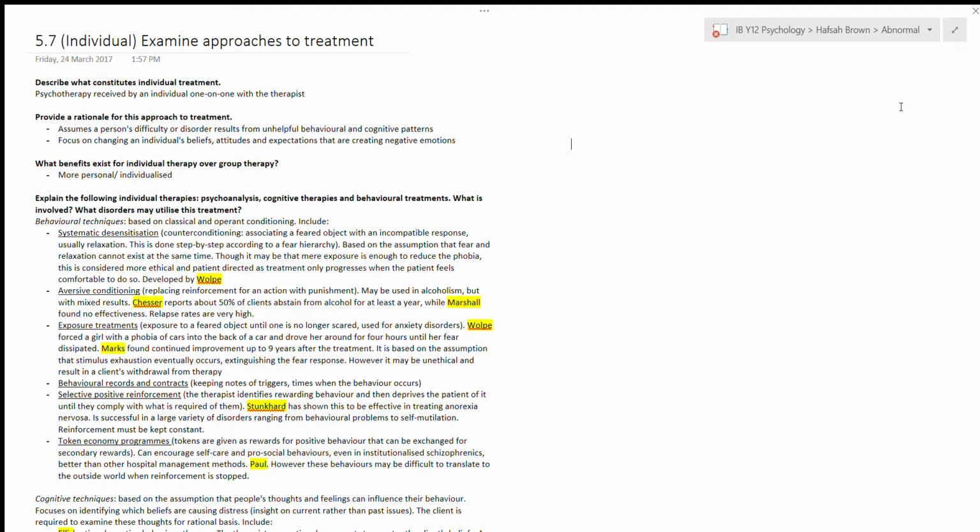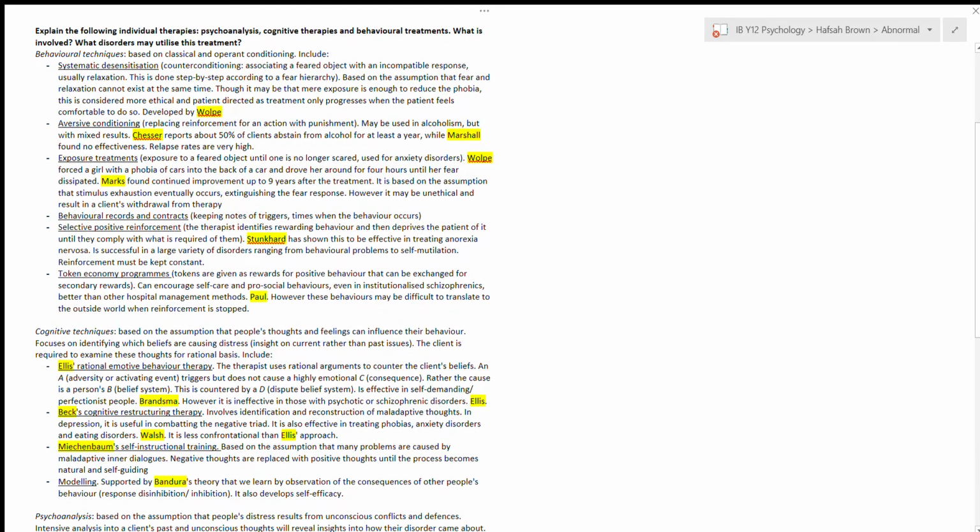Okay, so there are three kinds of individual therapies, and those are psychoanalysis, so that's a bit of Freud, cognitive therapies, and behavioral treatments. And cognitive and behavioral treatments are often combined. That's quite important. And here we have a couple of behavioral techniques that have been used, and those are based on classical and operant conditioning.